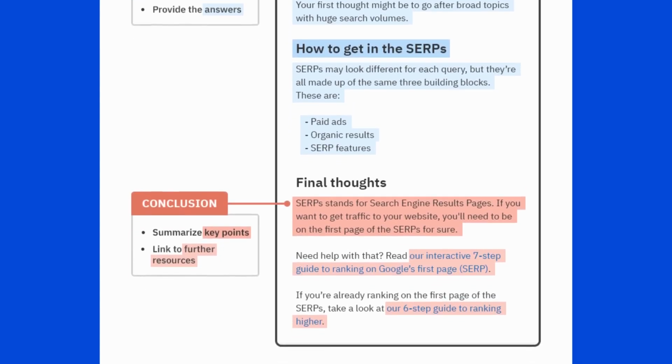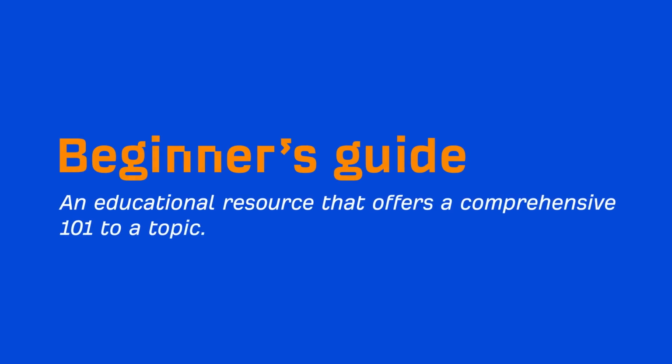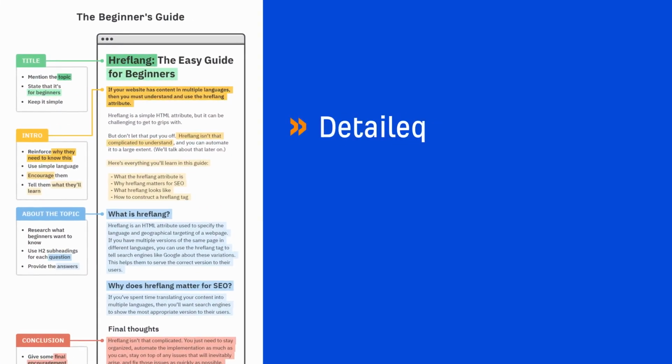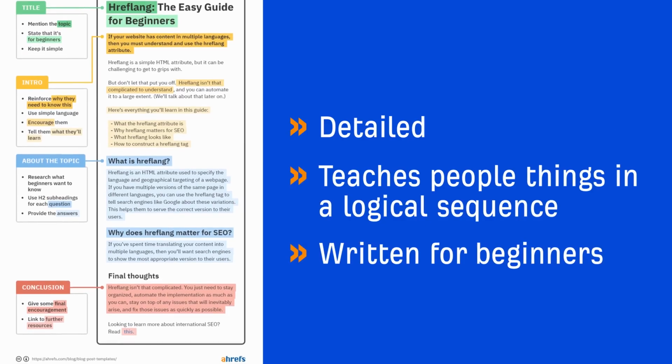the next blog post template, which is for a beginner's guide post. A beginner's guide is an educational resource that offers a comprehensive 101 to a topic. Now, this is kind of like a hybrid between the step-by-step guide and the expanded definition post. It's detailed, it teaches people things in a logical sequence, and it's written for beginners.